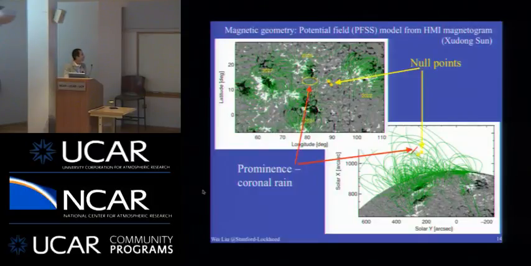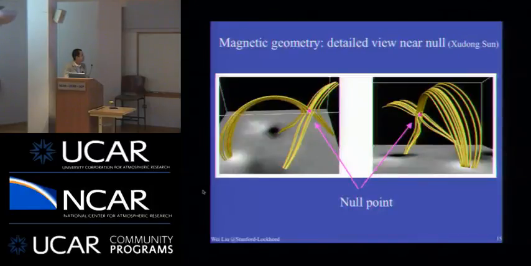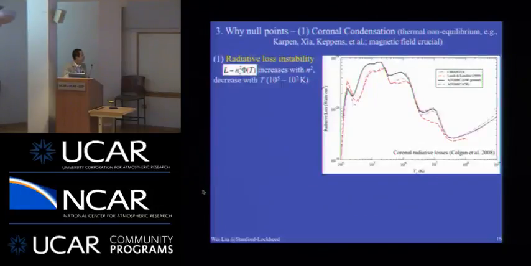Several null points are pretty close to the location, and here is a close-up of the null points. Basically, you have some sort of very complex structures where this coronal rain might be happening. So why are null points important for prominence or coronal rain?